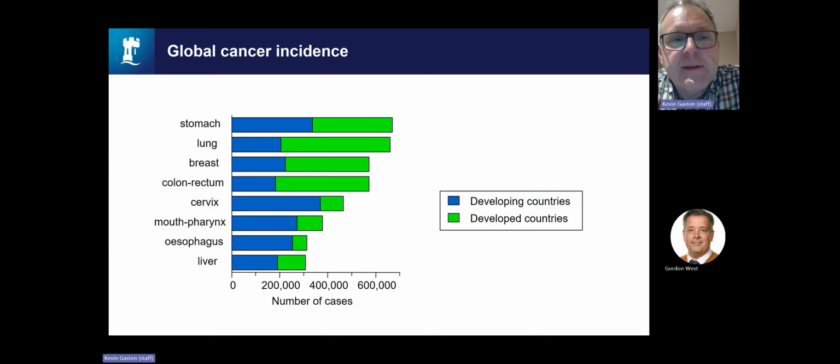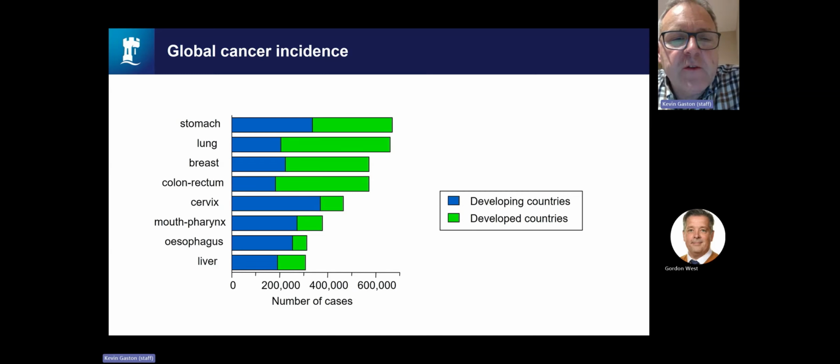This graph shows the incidence of cancers worldwide, and it basically ranks some of the most common cancers that are found around the world. I've divided this graph into incidence in the developing world, which means poor countries, and the developed world, which means rich countries. And you can see here, this is cases. So for a cancer like lung cancer, there are about 700,000 or 680,000 cancer cases detected every year.